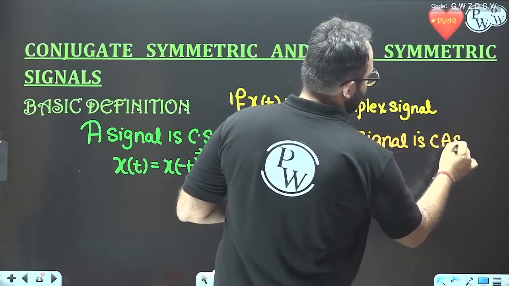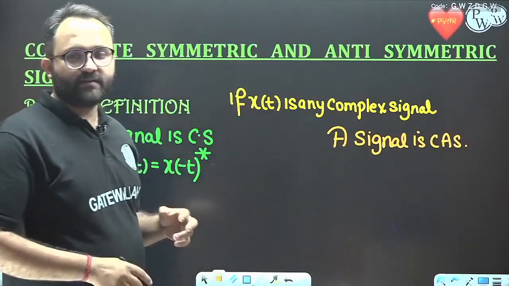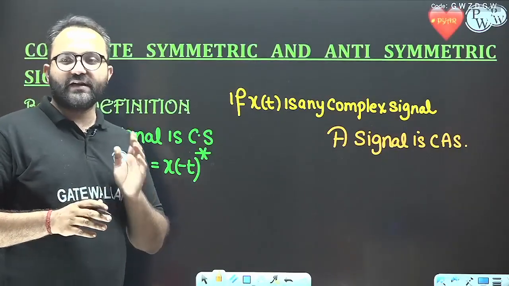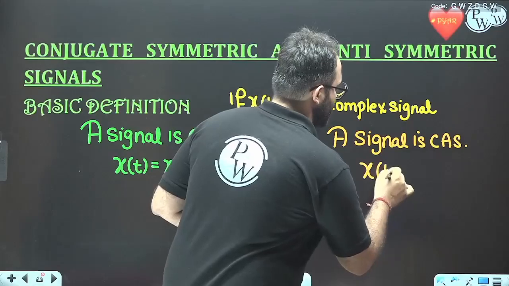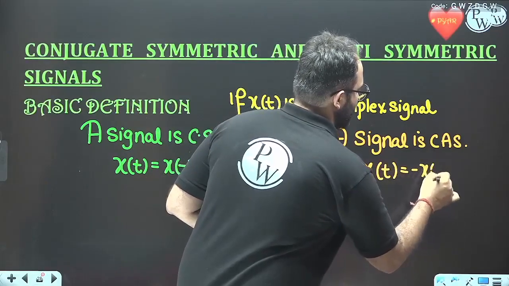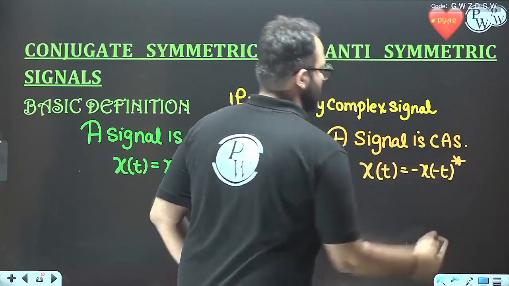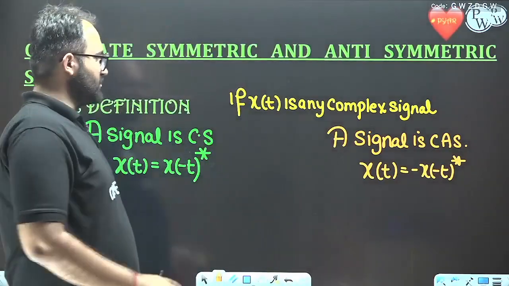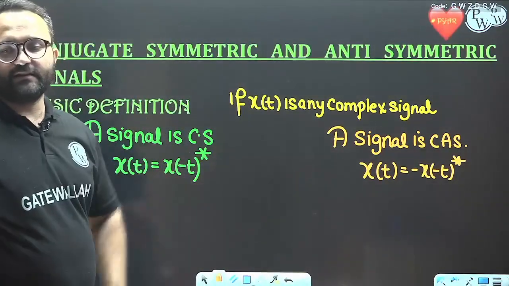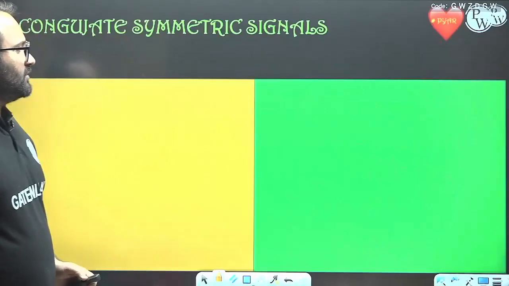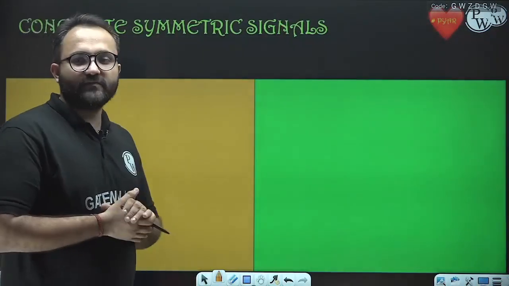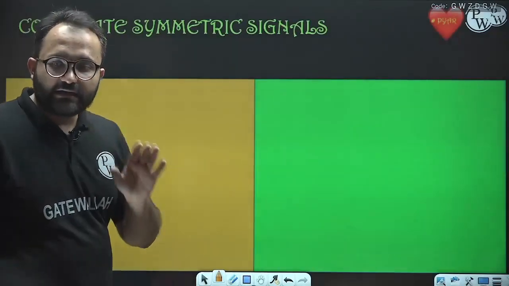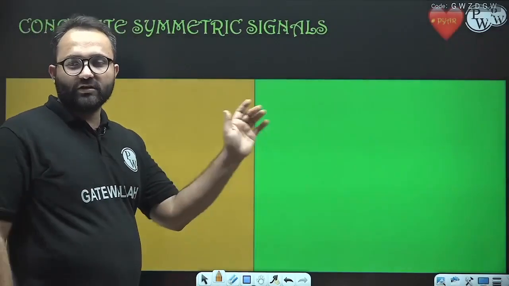A signal is conjugate antisymmetric when the condition is exactly the same as that of odd, that is x(t) equals minus x(-t). Just put a conjugate here. So this is conjugate symmetric, this is conjugate antisymmetric. Now let's see the conditions for conjugate symmetric signals. There are a few very important properties, and they can directly ask you an MSQ on these.